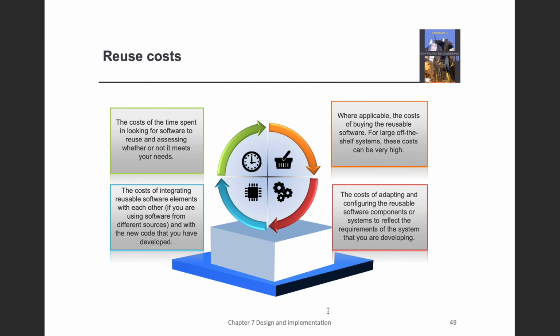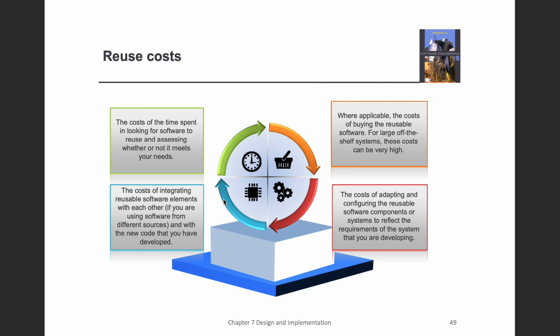So sometimes there are a lot of costs involved in reusing code. What are these costs? The first is the cost of the time spent looking for the software to reuse. You know that you are going to incur some cost in looking for what you want to reuse in your application. Then there is the cost of integrating reusable software. When you have gotten the software, what are the costs involved in implementing it in your application?